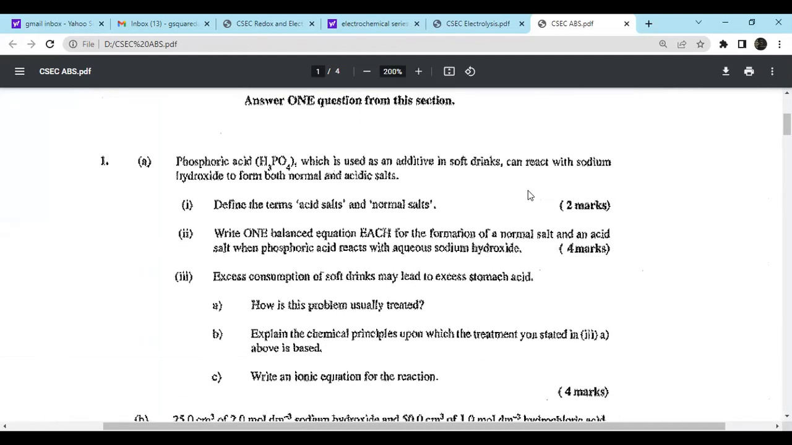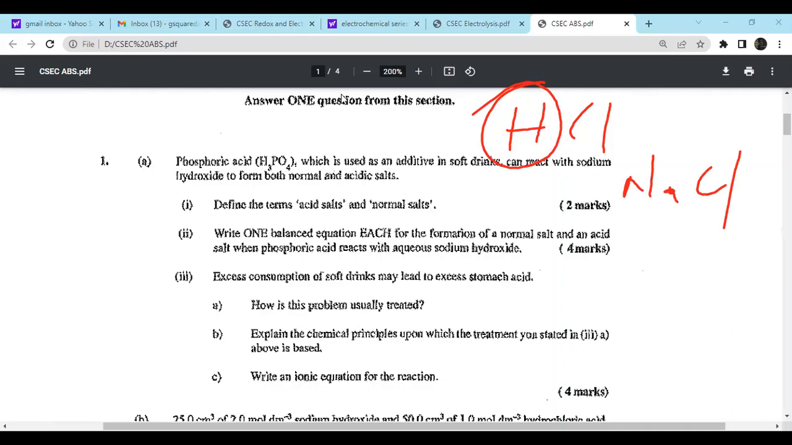Okay, so the next thing we want to define is a salt. I tend to define a salt more in the sense of what happens for a salt to form. So a salt is formed when the hydrogen in an acid is replaced by a metal or the ammonium ion. All we're simply saying is that if you have an acid, HCl, and you replace the hydrogen with a metal such as sodium, you're going to get sodium chloride, and that's a salt. If you replace it with NH4, you're going to get ammonium chloride, which is also a salt.